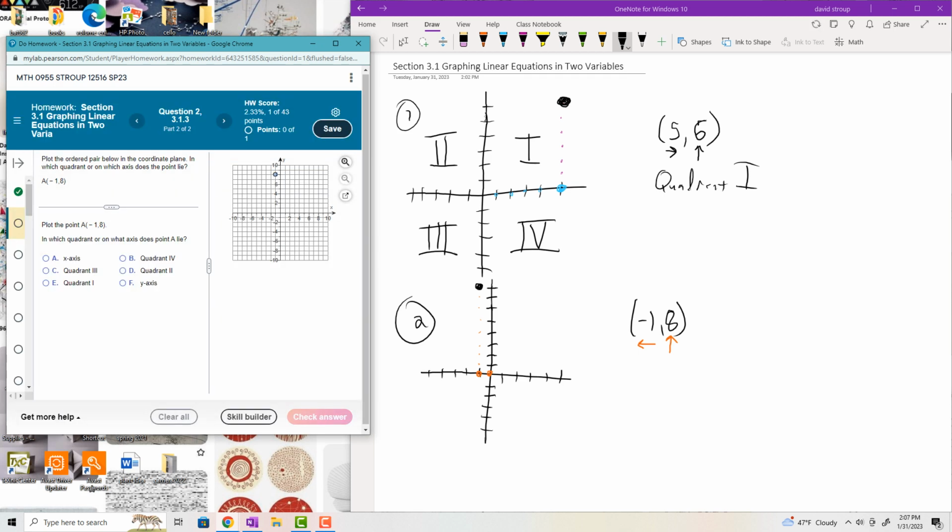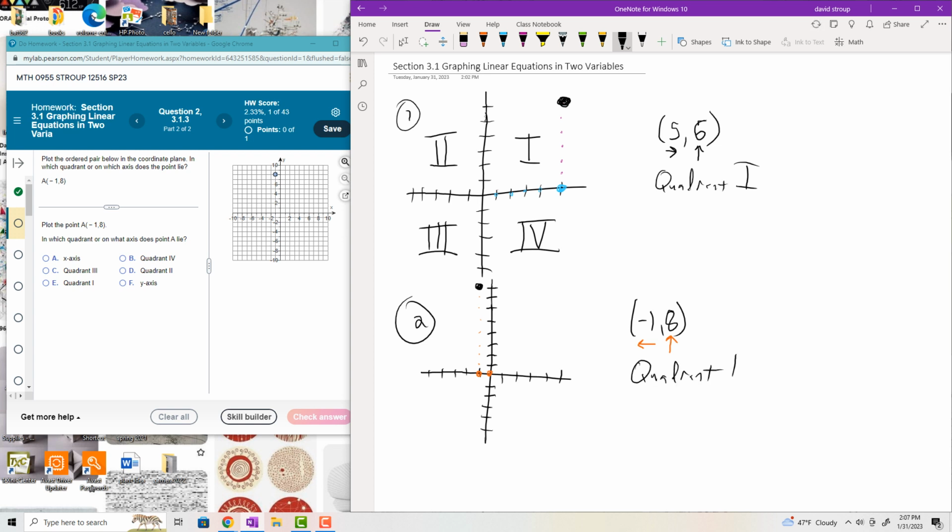And then you want to identify which quadrant it's in. We usually don't literally write 1, 2, 3, 4 in for the quadrants. You could just note it's in the second quadrant. So quadrant 2. And then you could click on the appropriate answer.